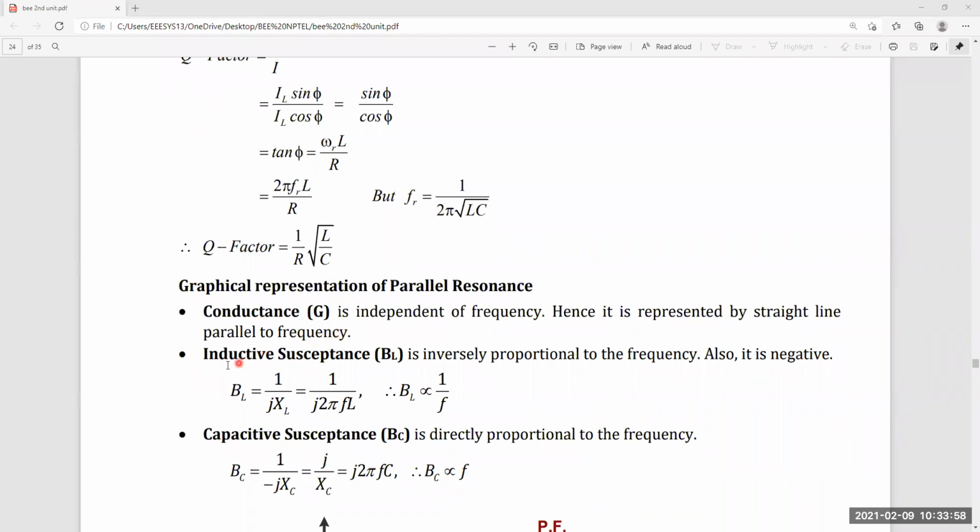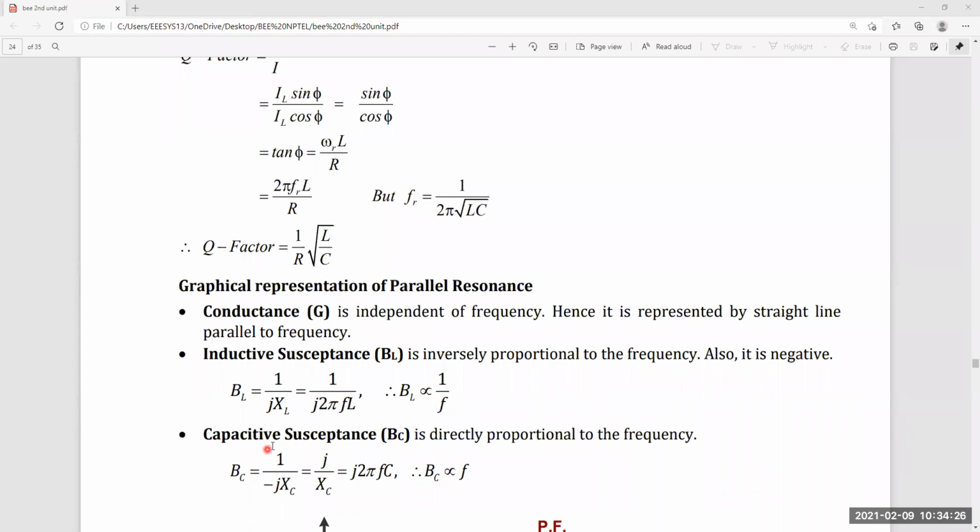Then inductive susceptance, called BL, is inversely proportional to the frequency. So BL is equal to 1 by j XL, where XL is equal to omega L, that is 2 pi F into L. So BL is proportional to 1 by F.